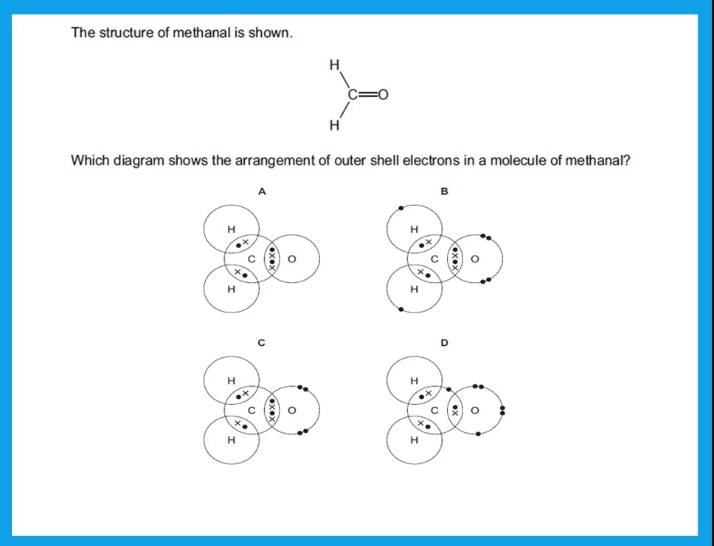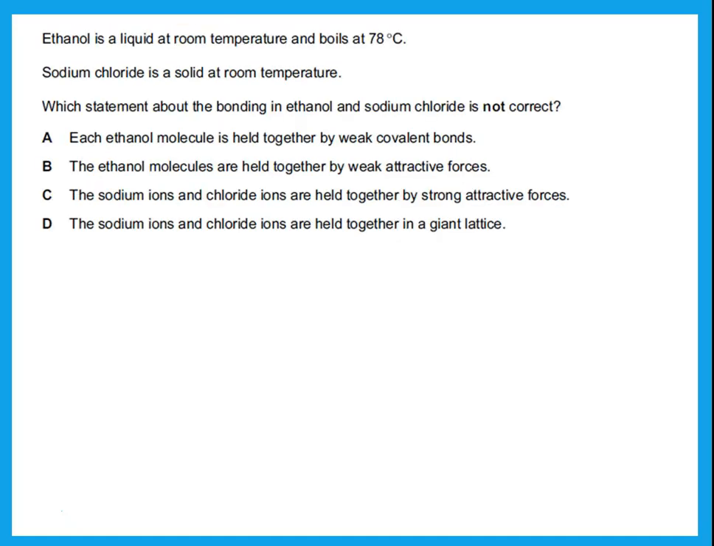Okay. What's wrong with B? B still has extra electrons on the hydrogen. Hydrogen only has one electron. You can't have two dots for the hydrogen. So B is wrong. What's wrong with C? There's nothing wrong with C. So C is the correct answer. What's wrong with D? D has extra electron on the oxygen and something that is not bonding on the carbon. So D is totally wrong.